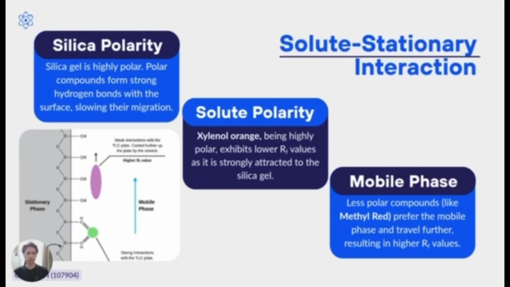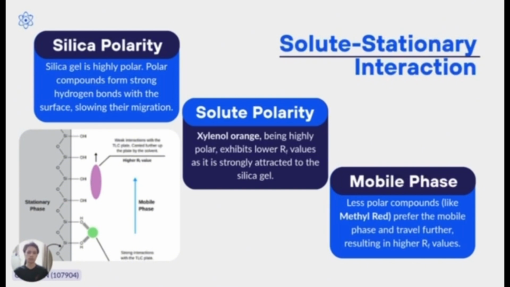Next is the solid polarity. From the dyes, xylenol orange is the one that has the highest polarity, which will exhibit lower RF values as it is strongly attracted to the silica gel. So, since there are two phases, the one that silica and solid polarity is of is the stationary phase.